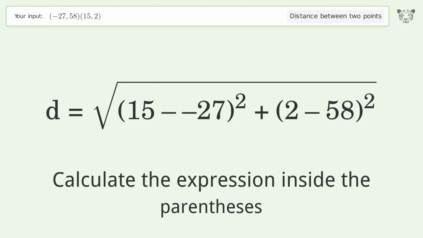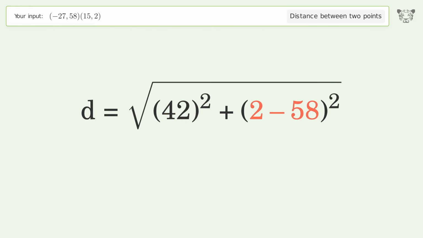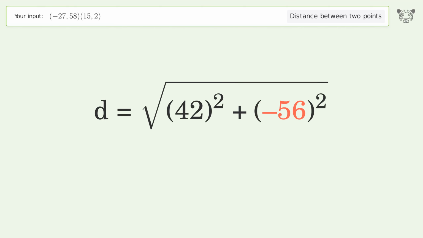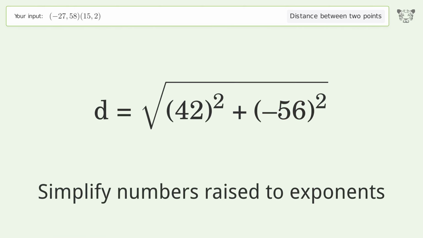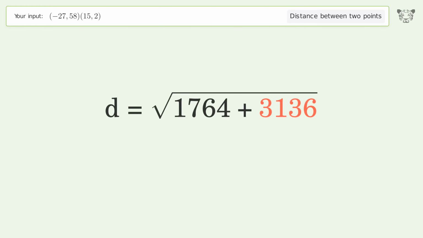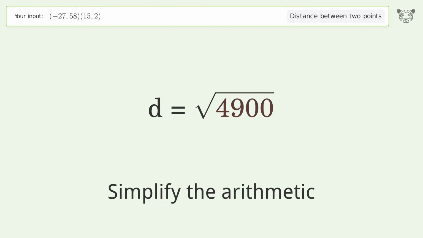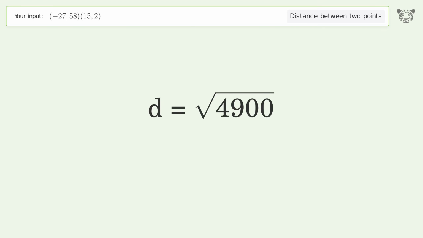Calculate the expression inside the parentheses. Simplify numbers raised to exponents. Simplify the arithmetic. And so the distance between the 2 points is the square root of 4,900, or 70.